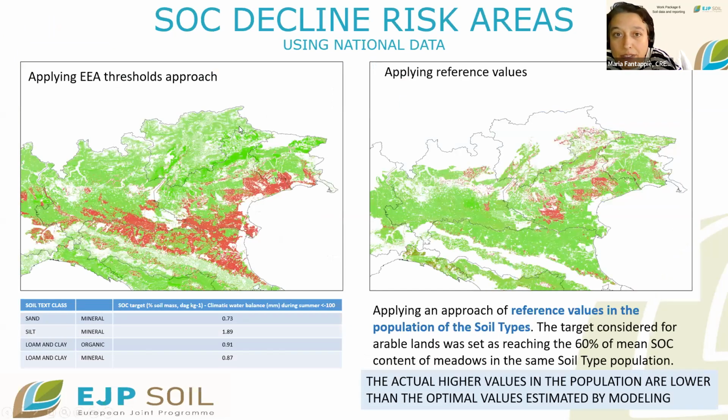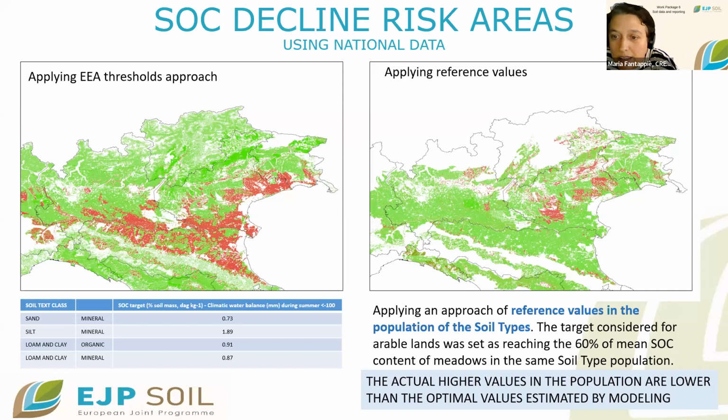So I have done an application of this method based on national data that we have for Northern Italy. On the left side, you can see I have applied, for soil organic carbon, the threshold proposed by the European Environmental Agency. And on the right side, I have applied an approach based on reference values based on the population of soil types, again for soil organic carbon. And you can see that the result is really, really different.